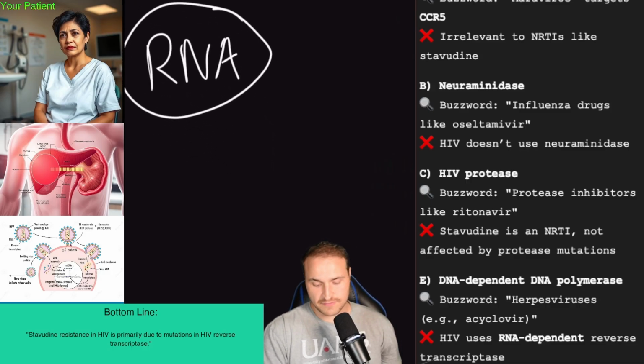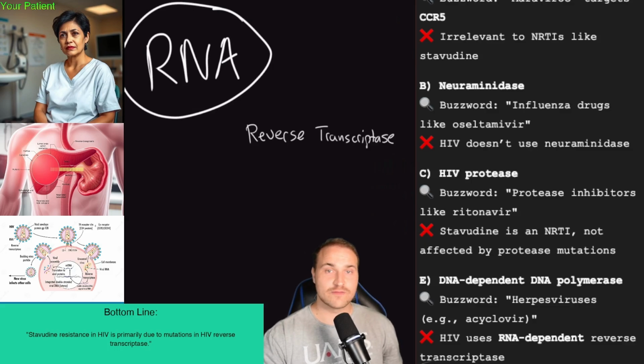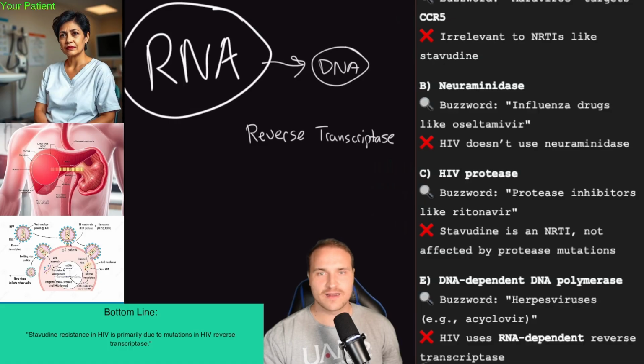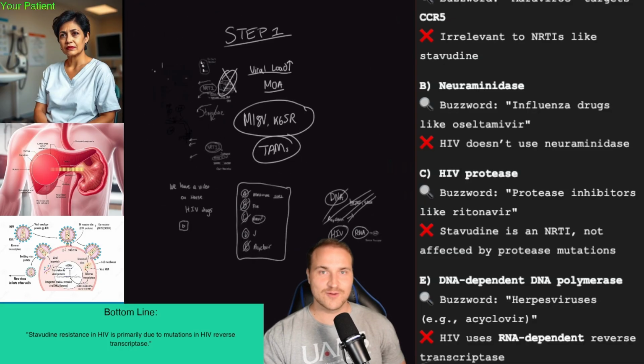HIV uses a different enzyme. It's not DNA-dependent DNA polymerase. You know this answer. They use reverse transcriptase, and that turns the RNA into DNA. And so drugs like acyclovir don't work on HIV because they target the wrong enzyme. Cool beans? That wasn't so bad.